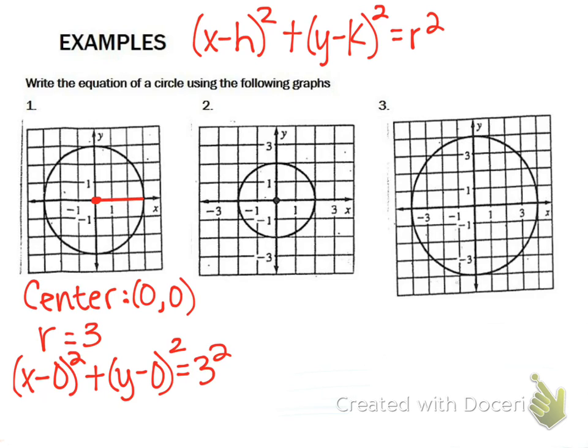If I take x minus 0, what do I have? Just an x. x minus nothing leaves me with x. It's getting squared. Plus, if I take y minus 0, I'm left with y. It's also getting squared. Equals 3 squared is 9. So that is the equation of my line. Or not my line, my circle. That's the answer. That is the answer.